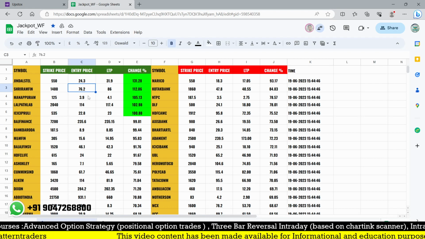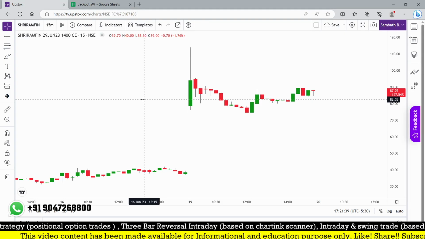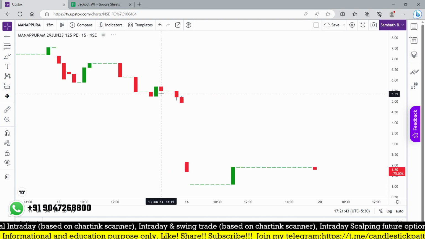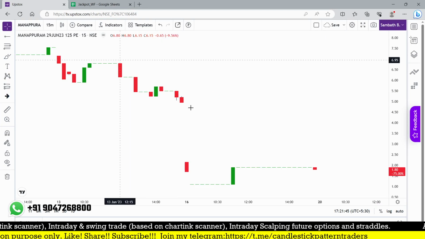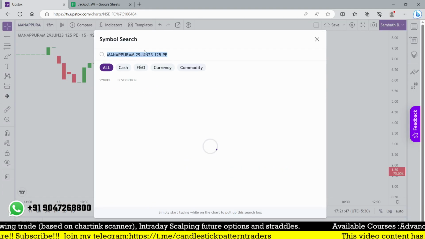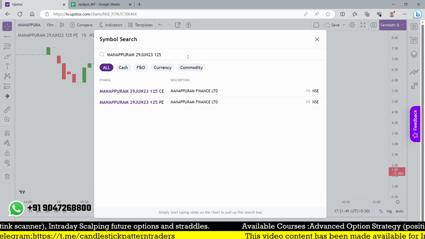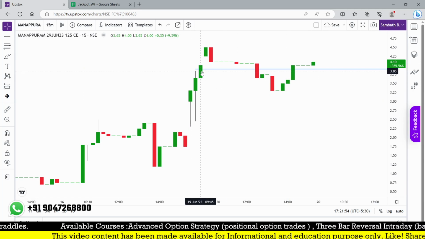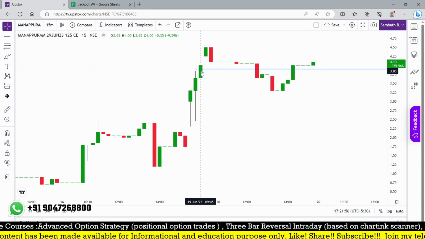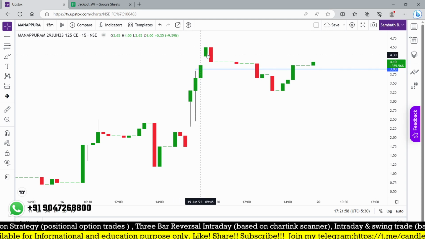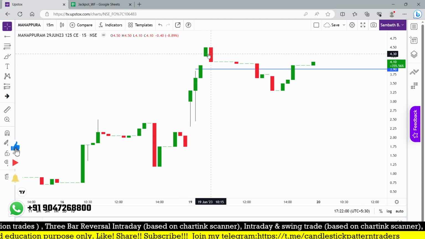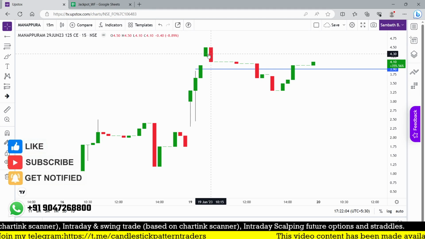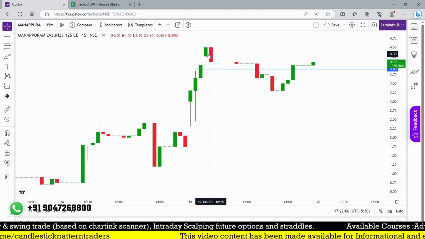One more trade, Manappuram 125 call option, worked well, and in the live session itself it generated 50 paisa higher from our entry. I took that entry after 9:30, when it triggered. You can see around the 9:45 to 10 o'clock range it triggers our entry, and immediately it gave you 4.5, so almost 60 paisa.